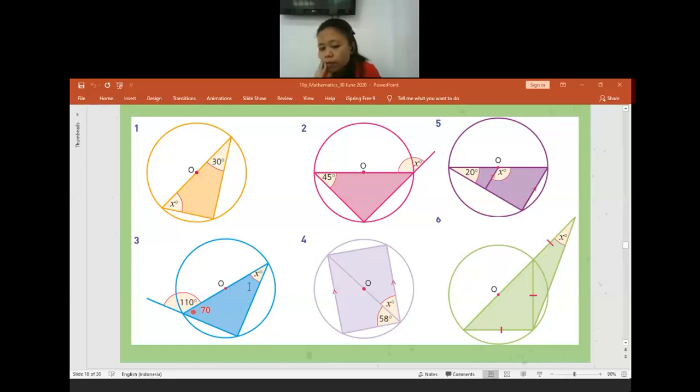The x is how many? 20. Yeah, right, 20, correct. Is there anyone confused? No? Okay, if no one is confused, let us continue.